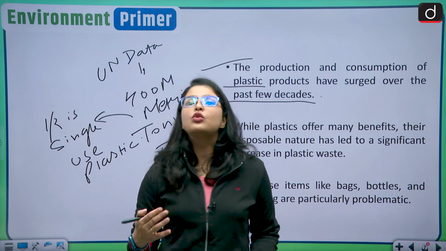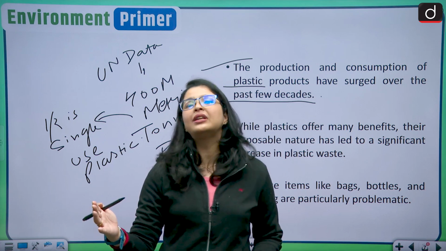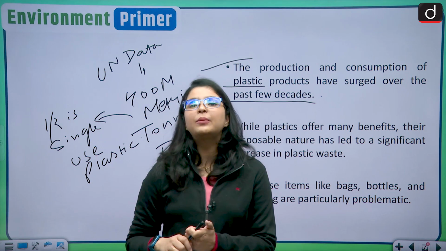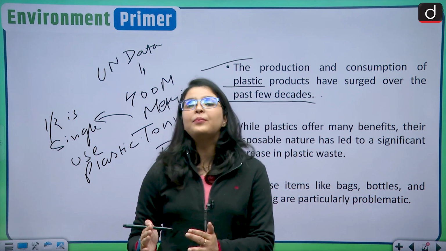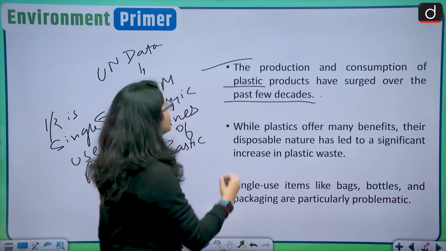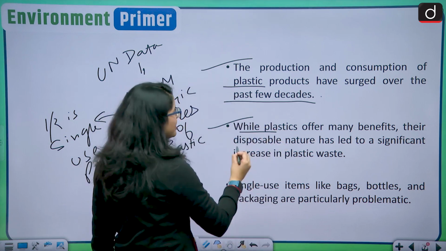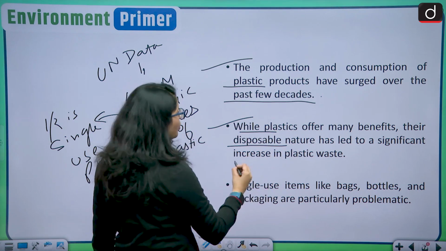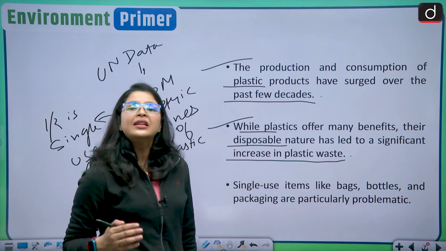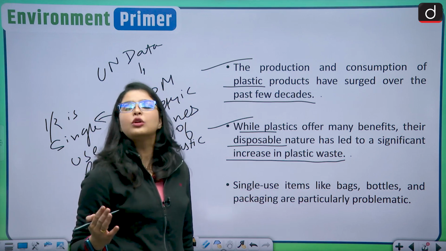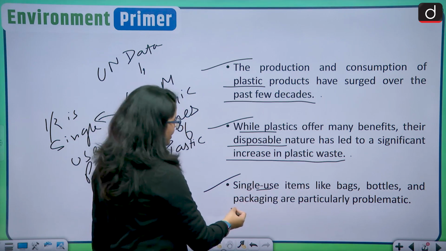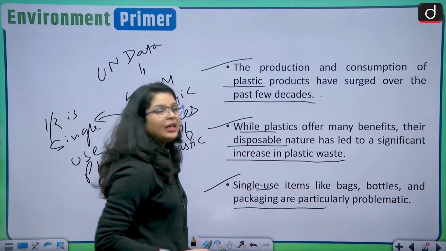That means you will use it once and you will throw it in the environment. And I have explained that plastics are non-biodegradable in nature. They have a slow decomposition rate, and that is why it is adding to the plastic pollution. So while plastics offer many benefits, their disposable nature has led to a significant increase in the plastic waste, and this has got the countries around the globe very worried. So single-use items like bags, bottles and packagings are particularly problematic.